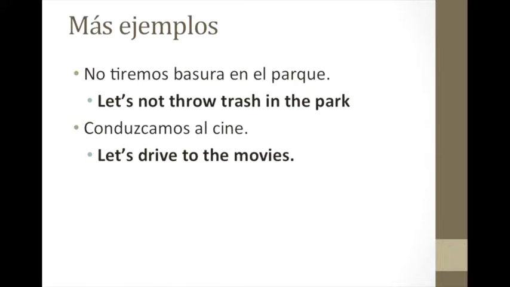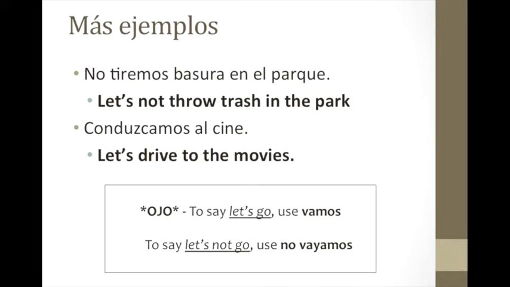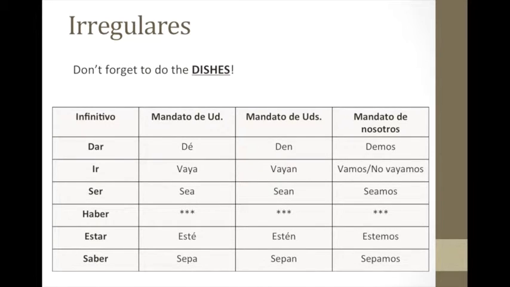More examples of these commands, especially the nosotros commands. No tiremos basura en el parque would mean let's not throw trash in the park, or let's not litter, literally. Conduzcamos, you can see conducir starting yo conduzco. Conduzcamos al cine means let's drive to the movie. So whenever you see these nosotros commands, you always have to start with let's or let's not, depending on if it's positive or negative. One exception to the rule: for the nosotros command of ir, we actually use vamos, the present indicative, to say let's go. But to say let's not go, we say no vayamos, and we'll see why that irregular happens in just a second.